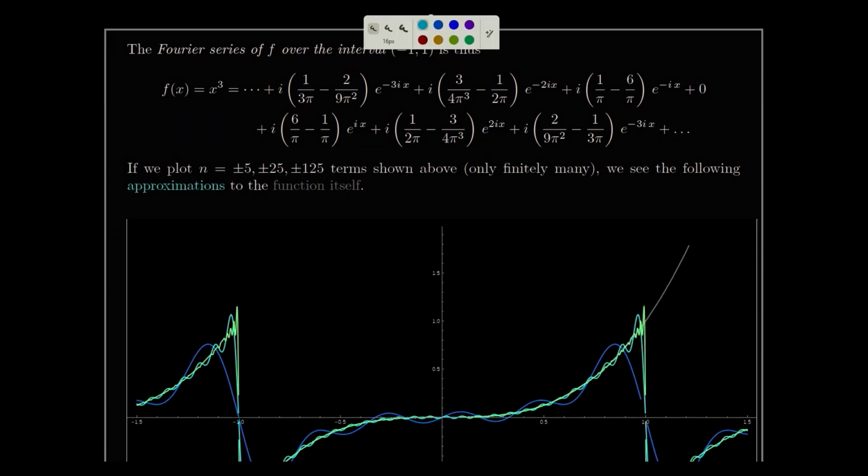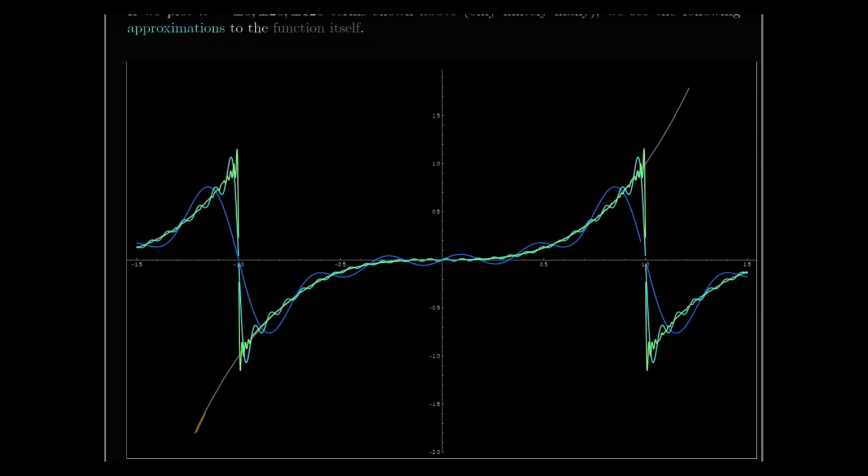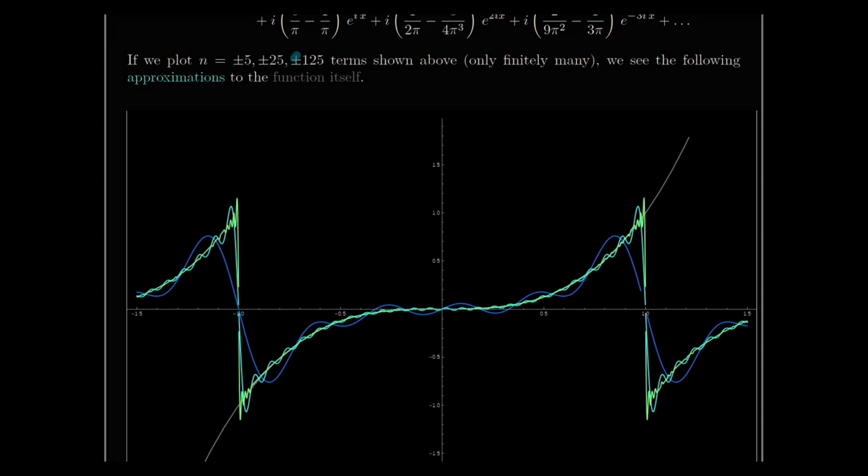Let's see what we've plotted it for. We've plotted it for plus or minus 5, plus or minus 25, and plus or minus 125 terms in the series. And we can see that when we add so many terms together, we are truly encountering, this was my original x cubed function in gray. Everything's passing through. And the really, really jagged terms, but also the ones that approximate x cubed really well, those are the 125 term sums. So this is just an alternative to the Taylor series where we can approximate functions within some interval.